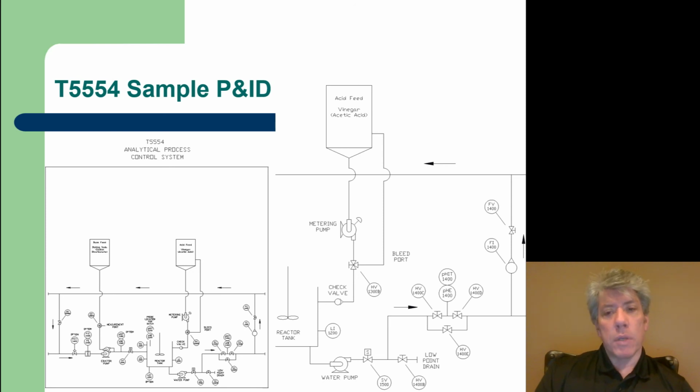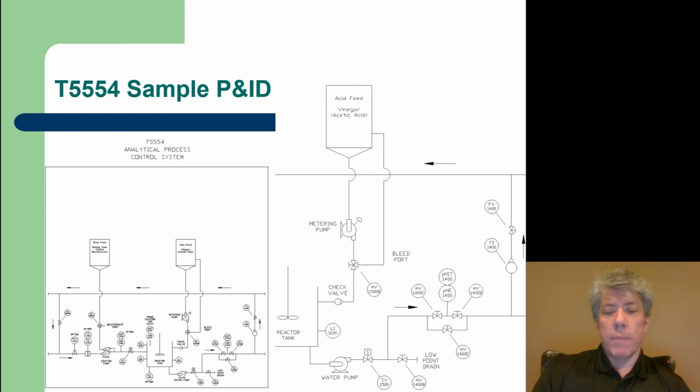There was a bleed port so that if we needed to bleed off the system, we could by changing the three-way hand valve there. And like I said, the check valve leading into the reactor tank, its purpose was to prevent any backflow up into the acid.